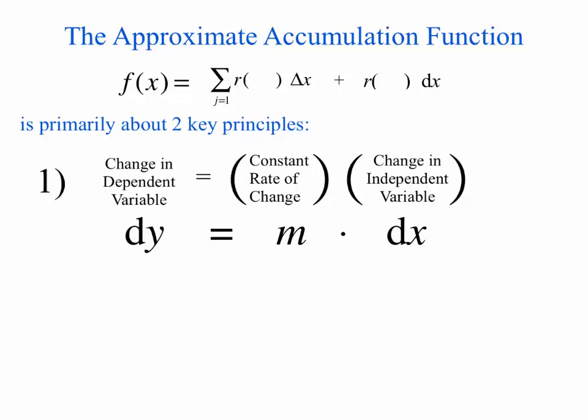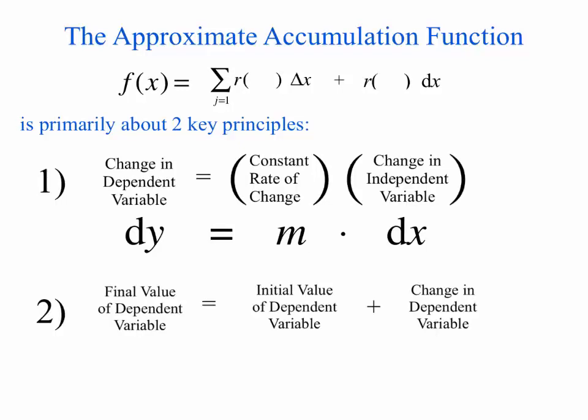And the second principle is this: that the final value of a dependent variable is equal to the initial value plus the change. Should make perfect sense, right? So you have some value of a quantity, if you add on the change, you're going to get a new value of the quantity. Where does this show up? How does this principle show up in the approximate accumulation function?